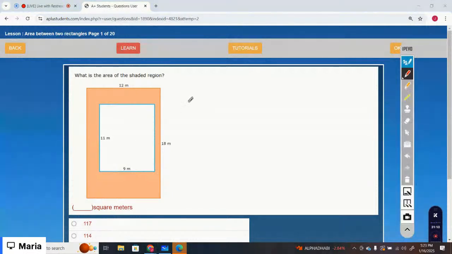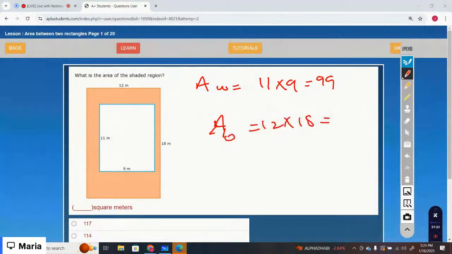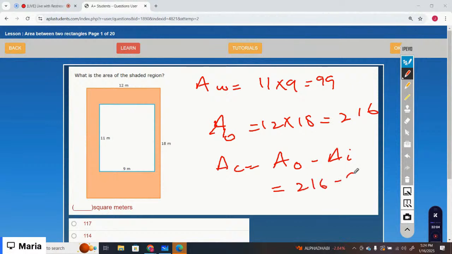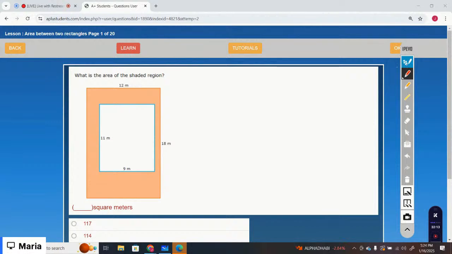11 times 9 is the area of the window or the white portion. That is 11 times 9, that is 99. The area of the whole colored portion, the area of the big square, you can say, that is 12 times 18, or the outer one, you can say. So 18 times 12 is 216. So to calculate the area of the colored portion, you need to subtract the area of the outer one minus the area of the inner rectangle. So 216 minus 99 equals 117. Option number 1 is the correct option.